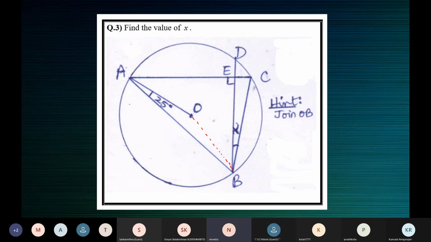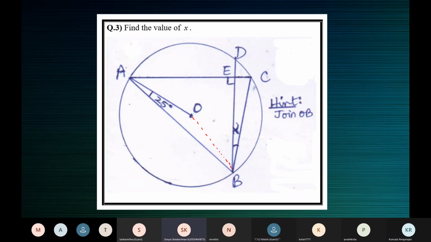Isosceles triangle, ma'am. Isosceles because OA and OB are radii of the circle. Correct. OA is equal to OB, radii of the same circle. So it's an isosceles triangle. Now tell me, which is the other angle which is 25 degrees?